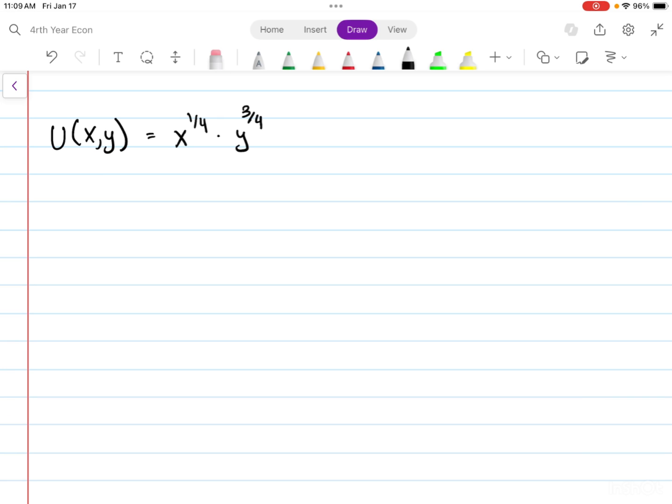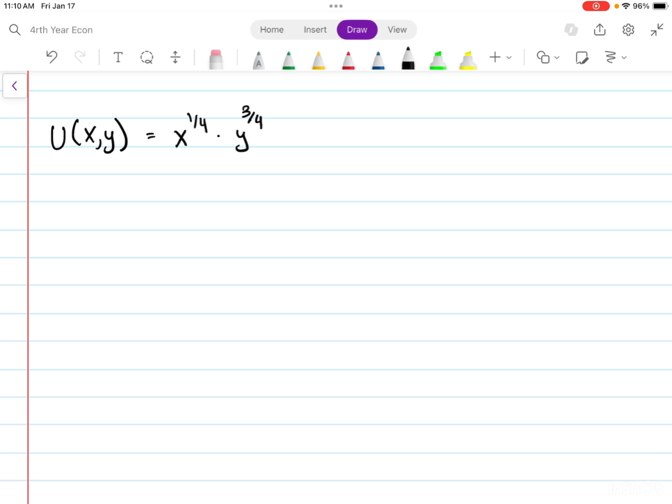Now suppose we're given this utility function, where the utility of x and y is equal to x to the 1/4 times y to the power of 3 over 4. But we're not given any other information, such as the price of x, the price of y, or the income. The idea here is that we want to find out the income, which is the budget constraint, and at what point of x and what point of y utility is maximized.